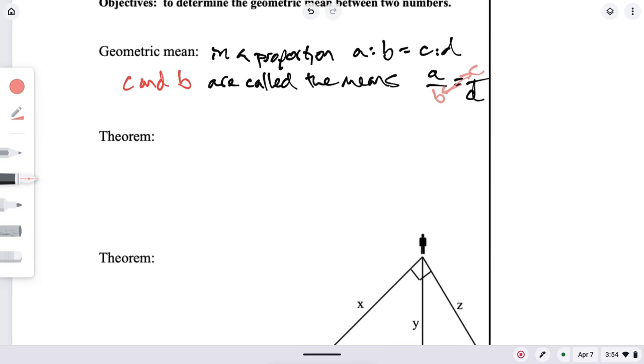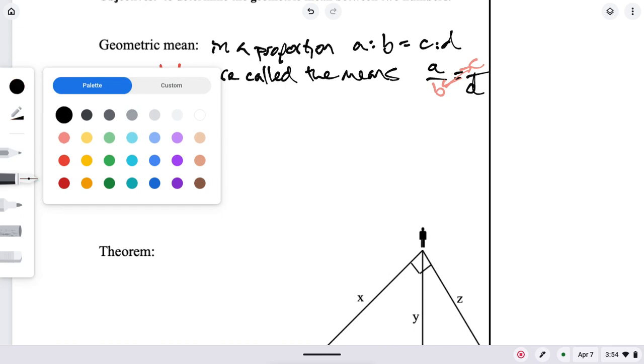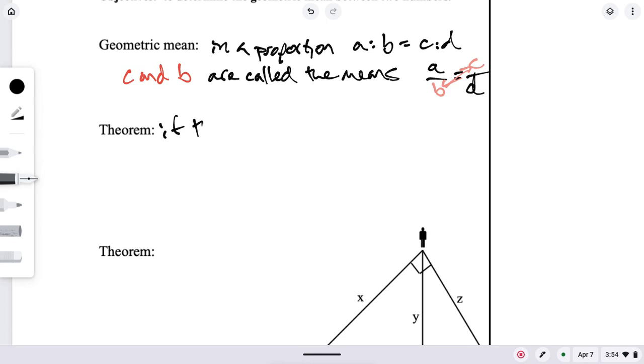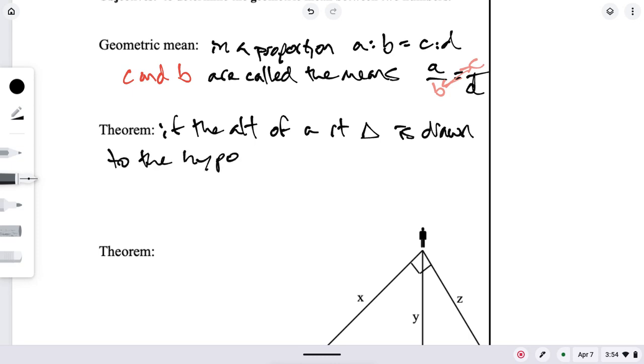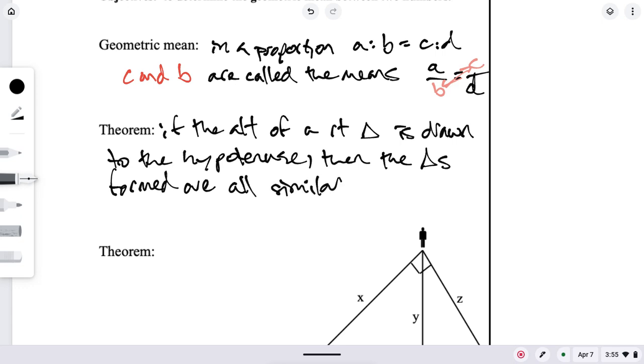So our first theorem here says that if the altitude of a right triangle is drawn to the hypotenuse, then the triangles formed are all similar. So we saw that last chapter.